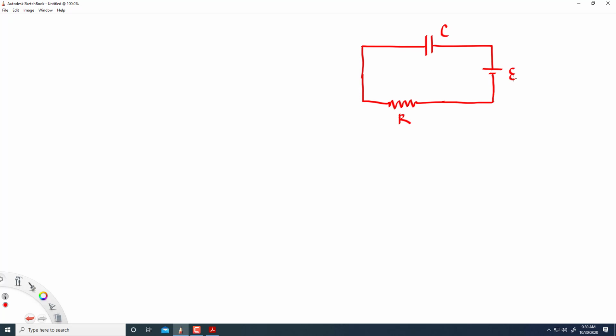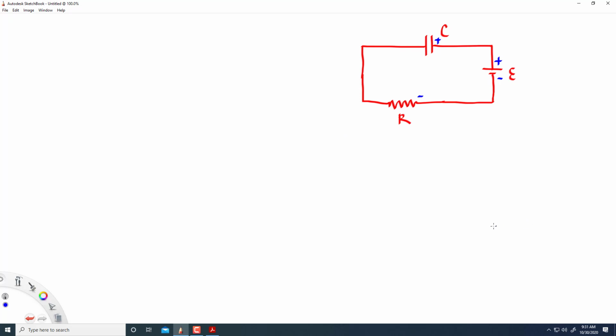So let's assign the signs. Which one will have positive and which one will have negative? We know that the longer side of the battery is positive, the shorter side is negative. The side that is connected to the negative of the battery gets a negative sign, and the side that is connected to the positive side of the battery gets a positive sign. Okay? That's the rule.